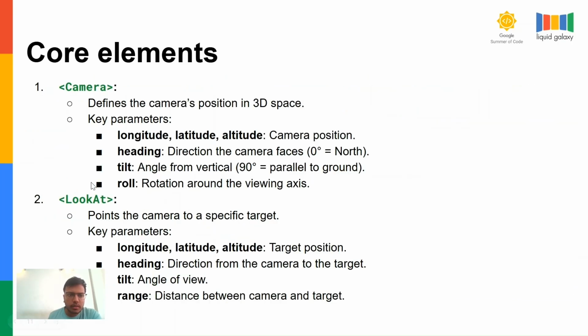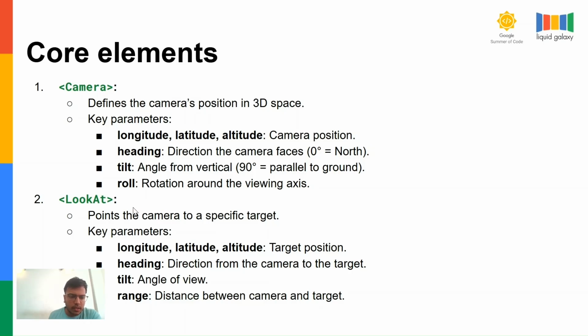So next we are going to discuss the core elements for camera movements. These are Camera and LookAt. So Camera basically defines the camera's position in the 3D space, like where we have to go and point our camera to in Google Earth. So key parameters include longitude, latitude, and altitude, which define the camera position; the heading, which is the direction the camera faces; tilt, which is the angle from the vertical; and roll, which is the rotation around the viewing axis.